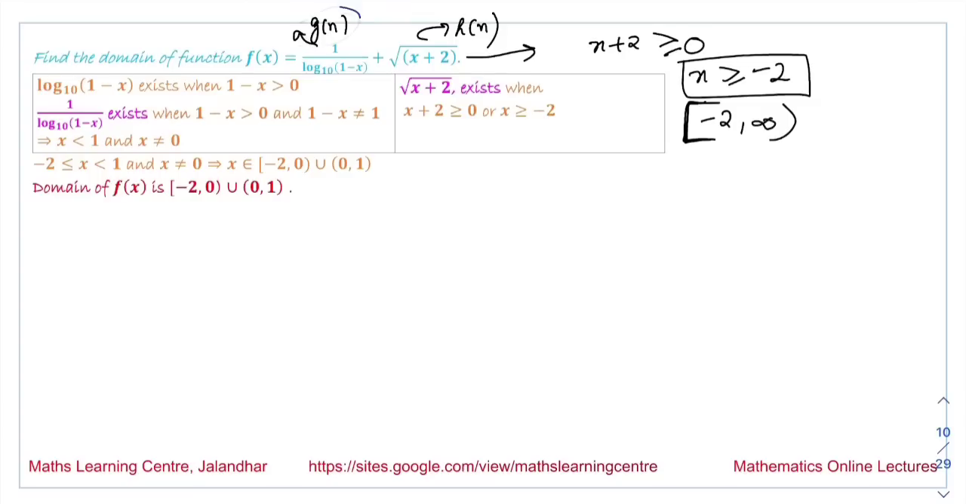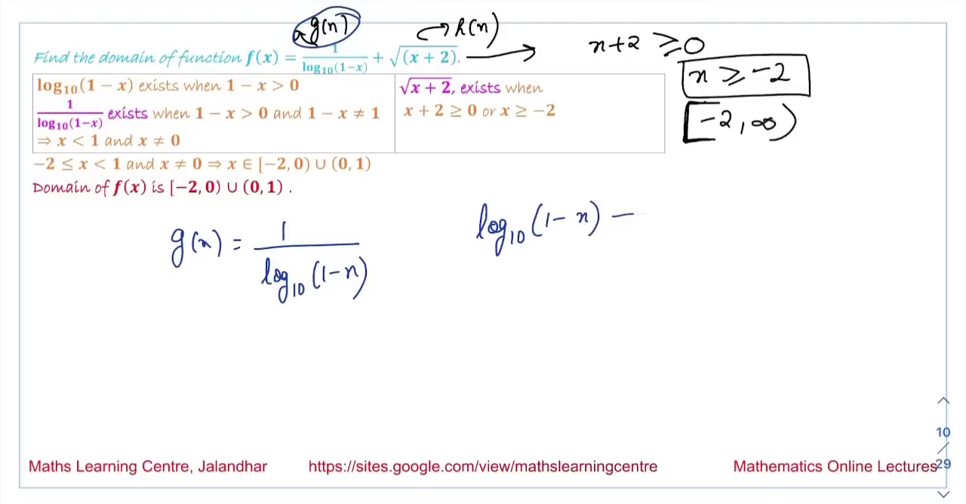Now for the domain of the function g(x), we are saying g(x) is equal to 1 over log to the base 10 of (1 minus x). So we have two conditions here. One is that log to the base 10 of (1 minus x) should not be equal to 0, and we know that this value is never equal to 0. And the second thing is that 1 minus x, the value inside the log, should be greater than 0.